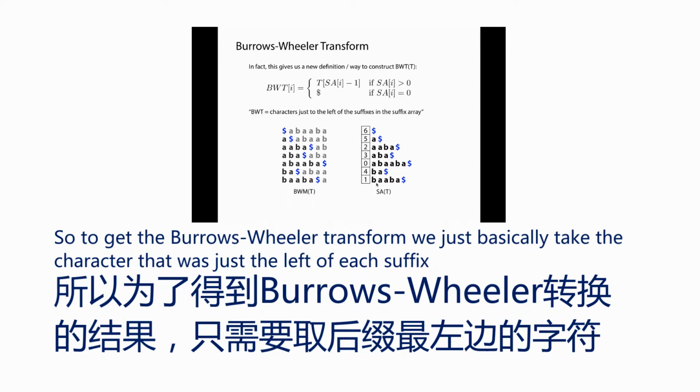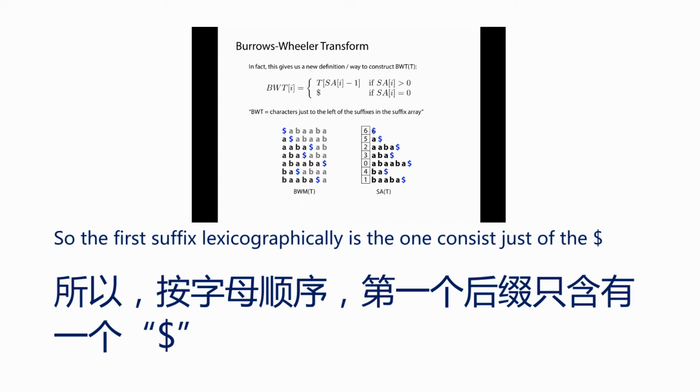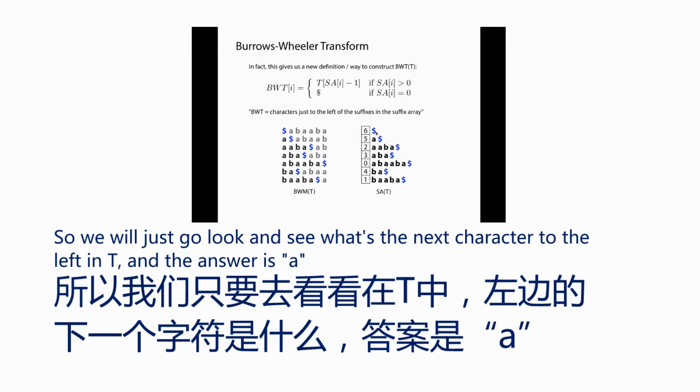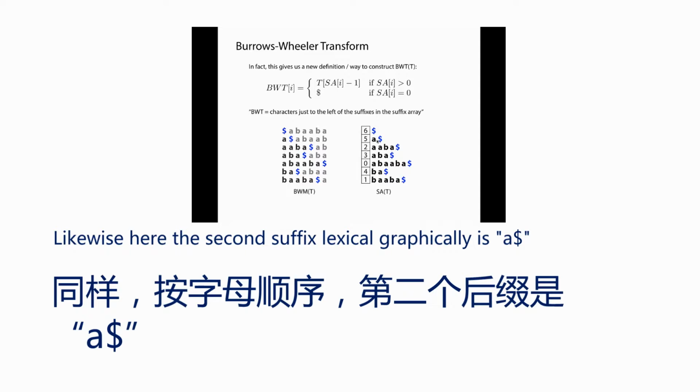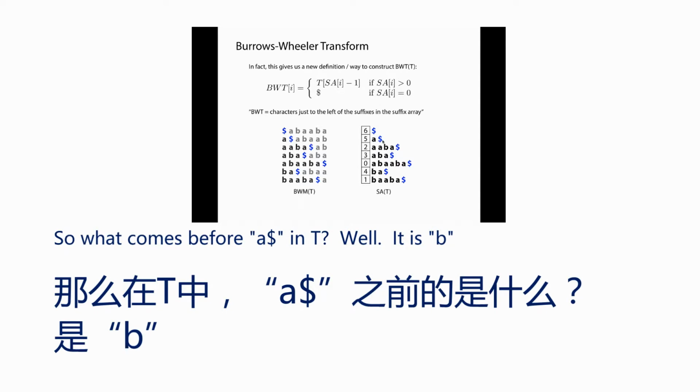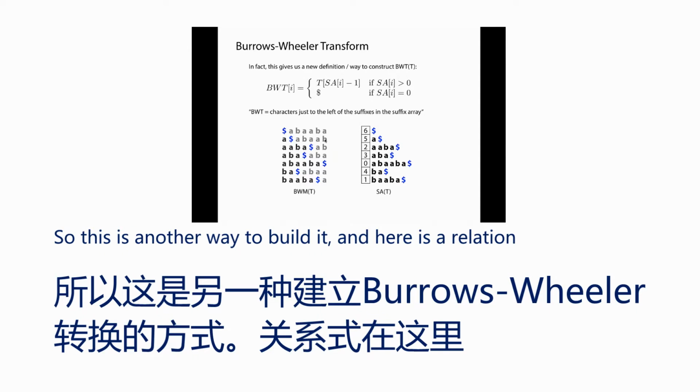To get the Burrows-Wheeler transform, we just take the character that was just to the left of each suffix. So the first suffix lexicographically is the one that consists of just the dollar sign. We look to see what's the next character to the left in t, and the answer is A. So A becomes the first character of the Burrows-Wheeler transform of t. Likewise, the second suffix lexicographically is a dollar sign. So what comes before a dollar sign in t? Well, it's B. So this is another way to build it.